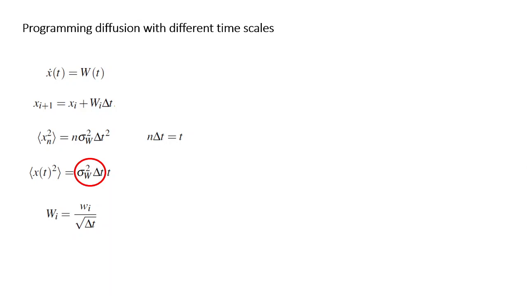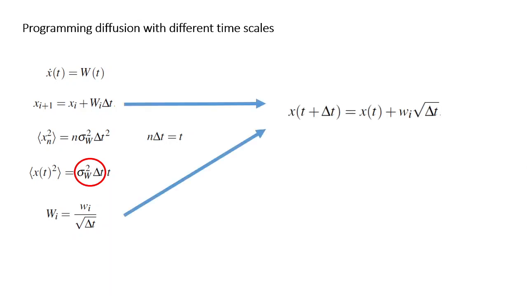If we substitute this expression into the original equation that we had, we end up with this difference equation for the diffusion of a particle: x(t plus delta t) is equal to x(t) plus w_i times the square root of delta t. This expression will hopefully give us results that will not depend on our time step choice delta t. And we are going to verify this in the next exercise.